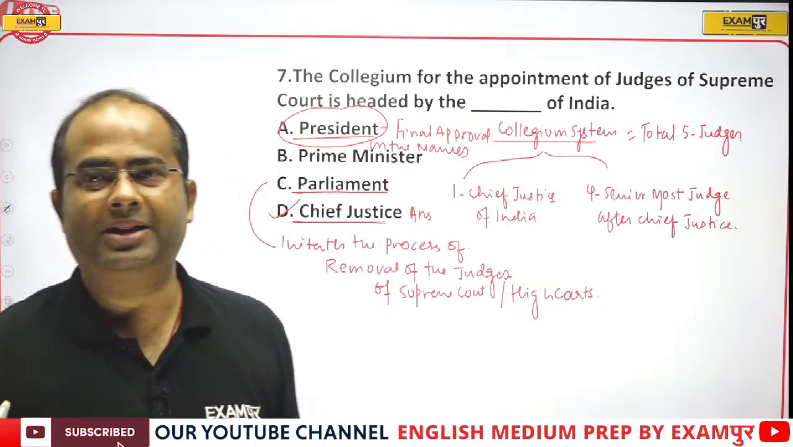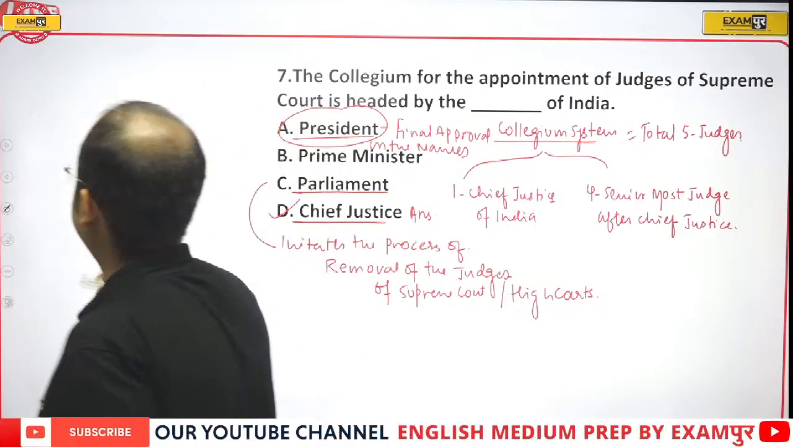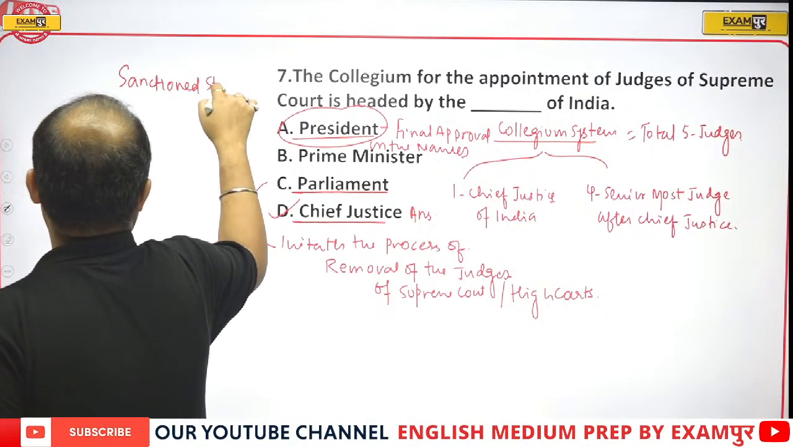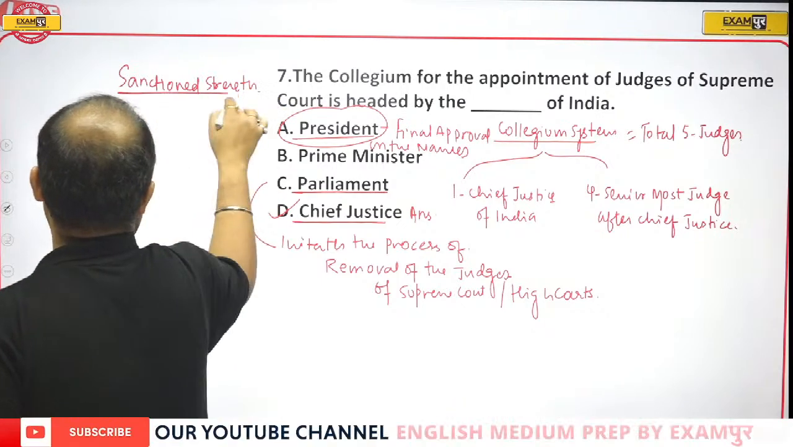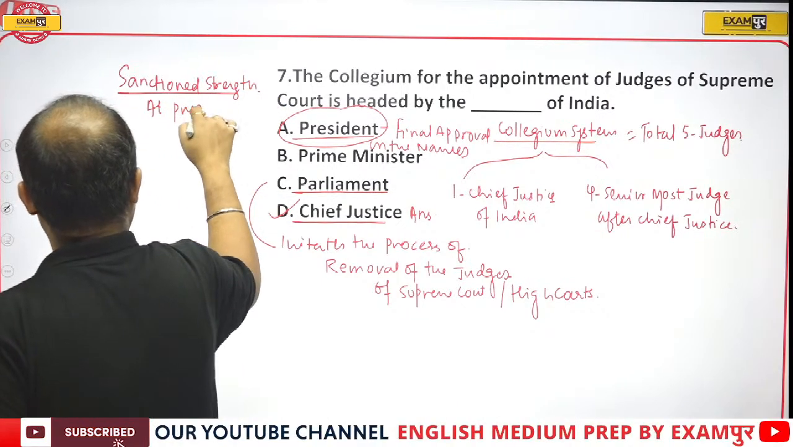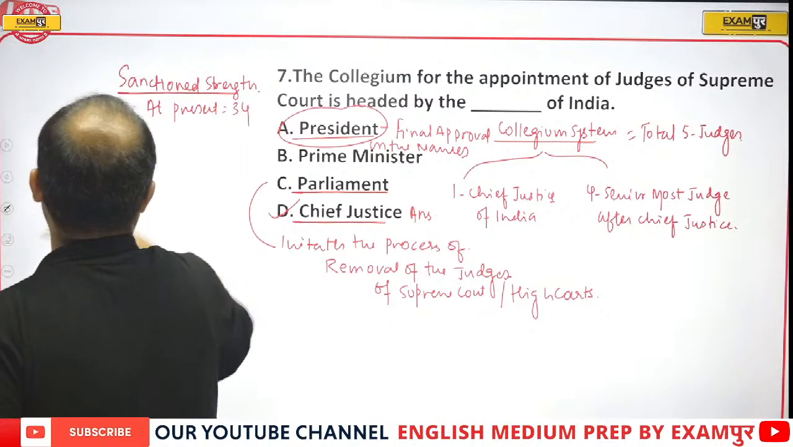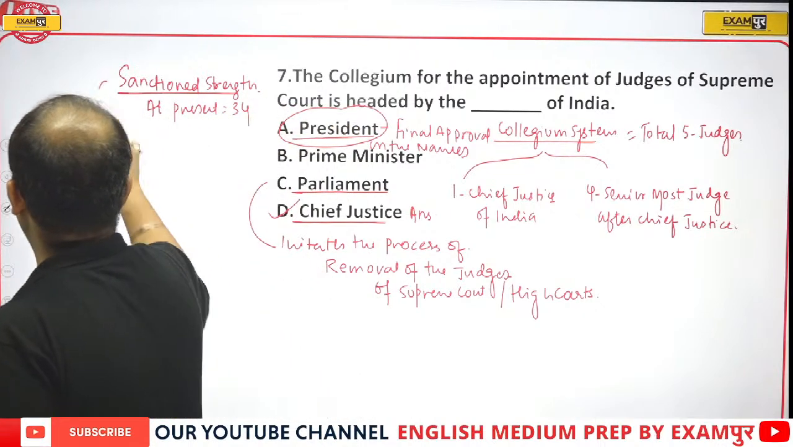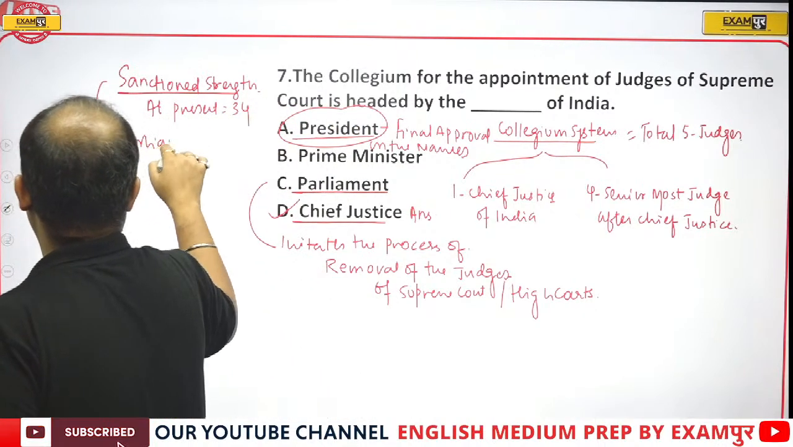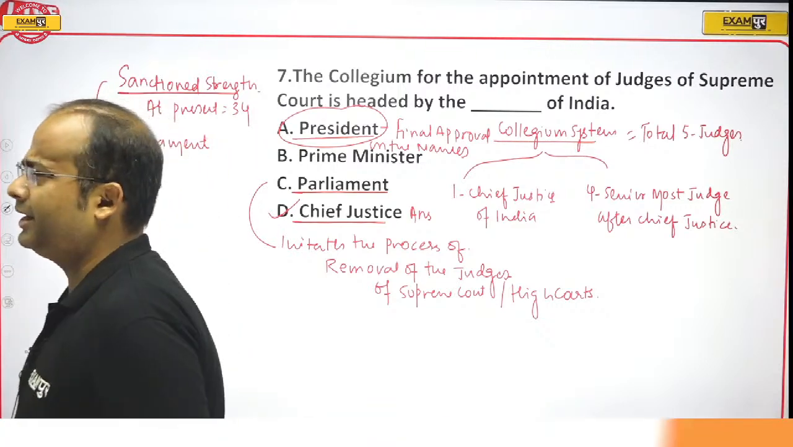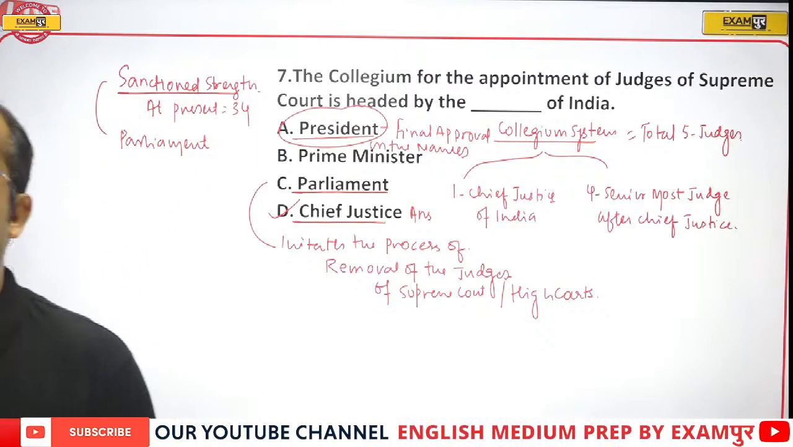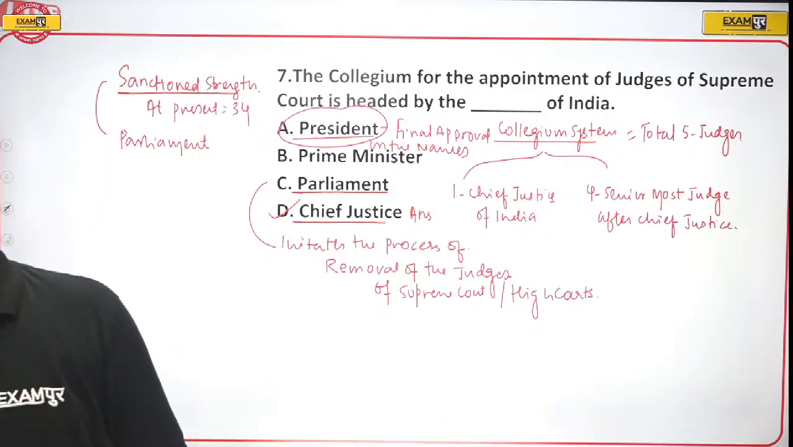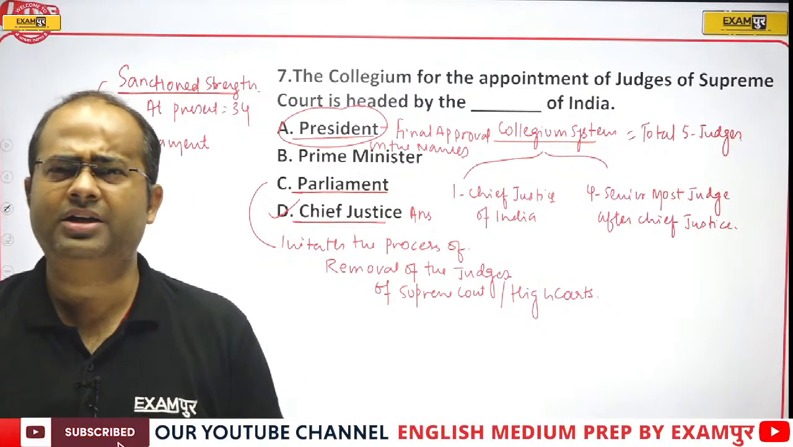Yes, regarding the total number, the sanctioned strength, my dear Vijay, at present is 34. The sanctioned strength is decided by the Parliament of India. It is 34, and right now 30 judges are working.